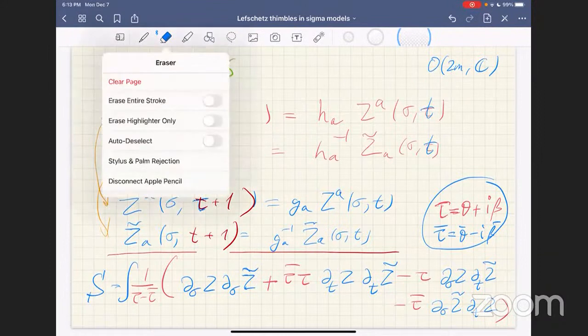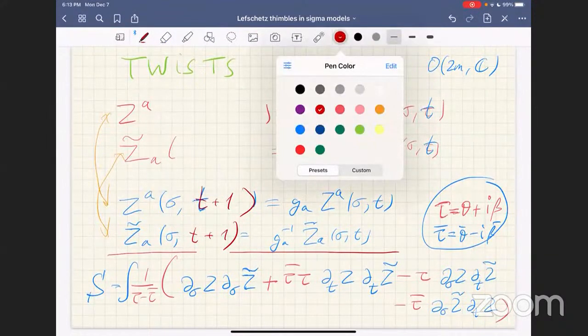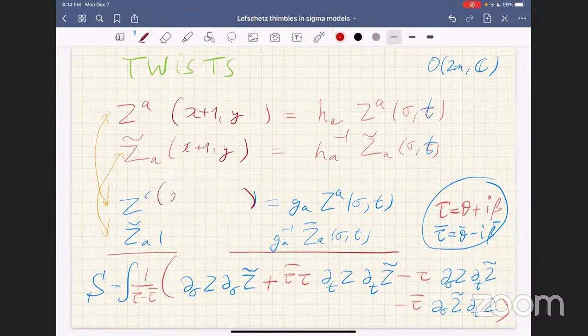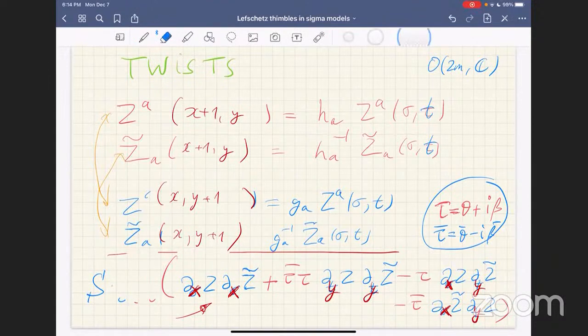Okay, now that I passed from x to z, I can write the action in terms of z. And so this is roughly how tau and tau bar enter my action. So the integral is over dx dy.